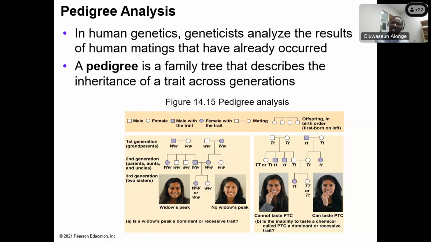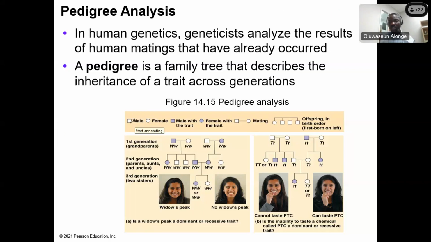So in human genetics, geneticists analyze the results of human matings that have already occurred. A pedigree is a family tree that describes the inheritance pattern of a trait across generations. That is a pedigree. So if you look at this now, you see this trait here. This gives you the key. It tells you that this is a male child.